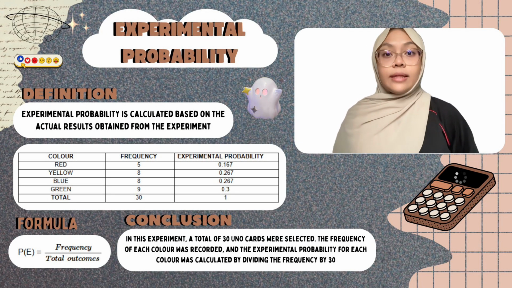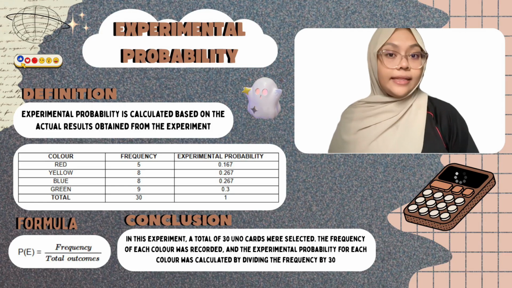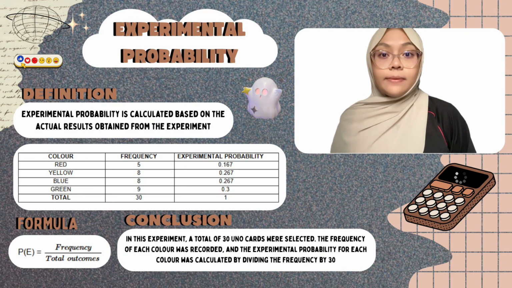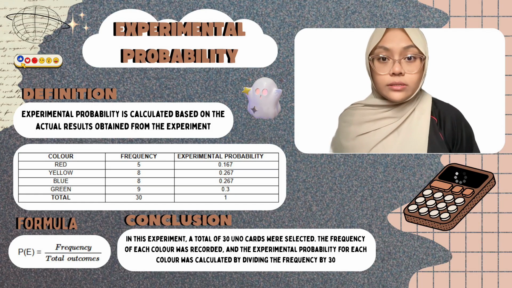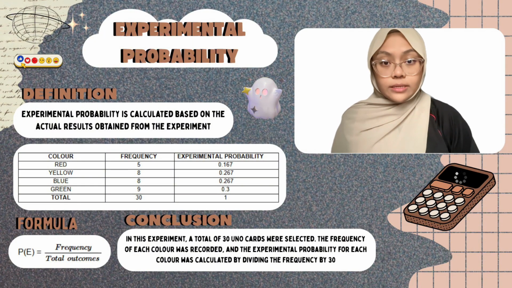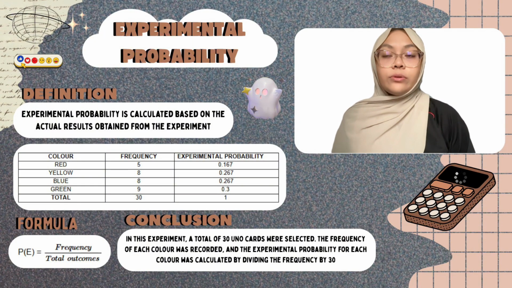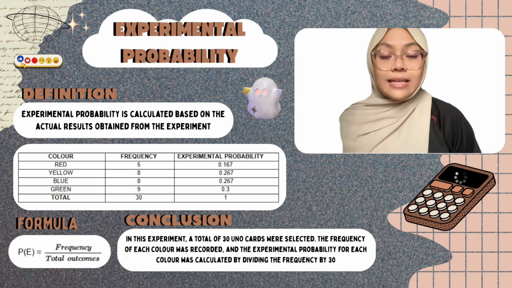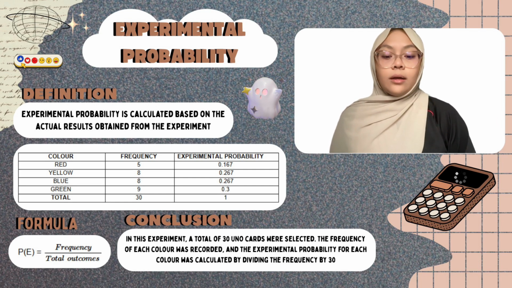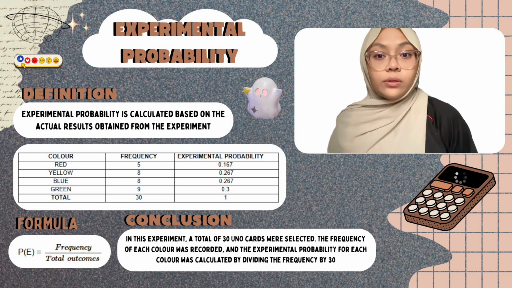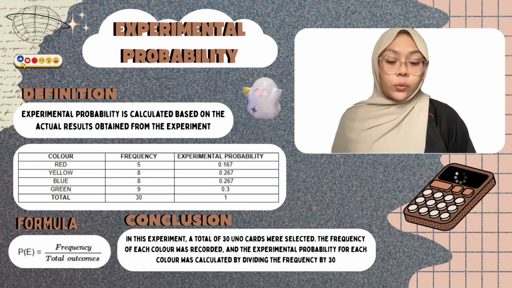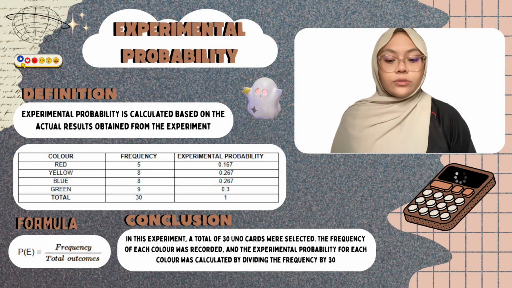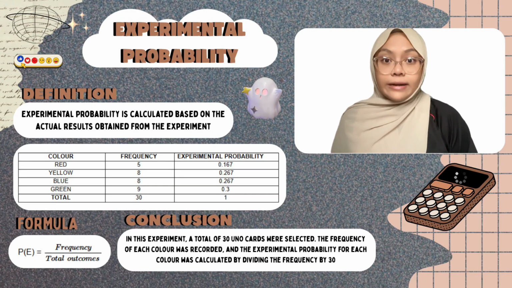So now I will explain experimental probability. What is experimental probability? Experimental probability is calculated based on actual results obtained from experiments. The formula we use to calculate these experiments is P(E) equals frequency over total outcomes. So we have red, yellow, blue, and green colors.